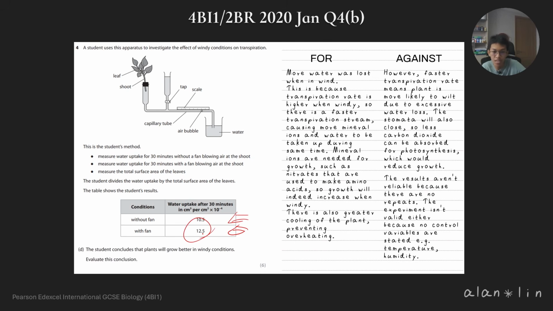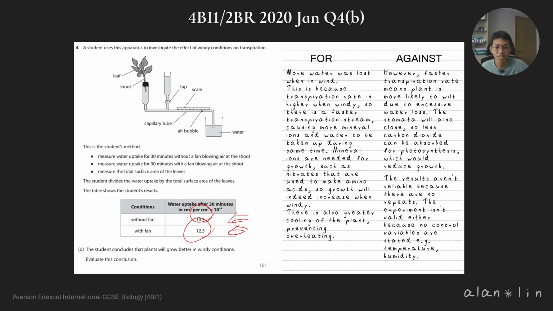So going back to our question, looking at reliability, it's pretty bad because we only have one set of data for each condition, so it's not reliable. It means that either of the results could be the anomalous result, but we don't know because we don't have other results to compare with. So the reliability is just very bad.